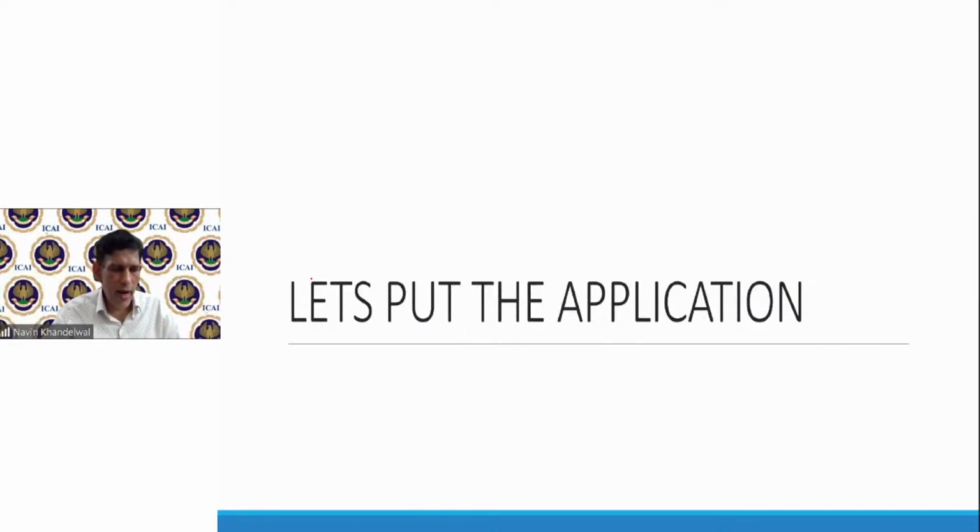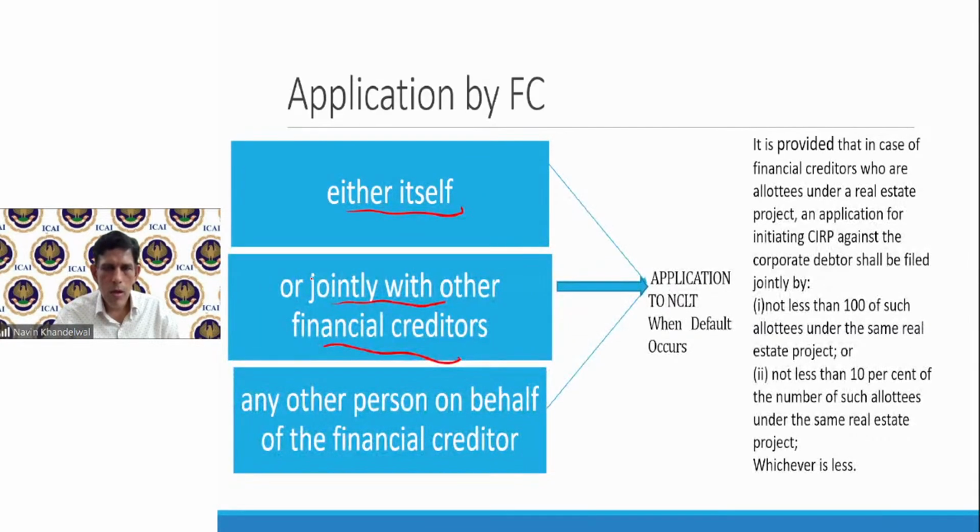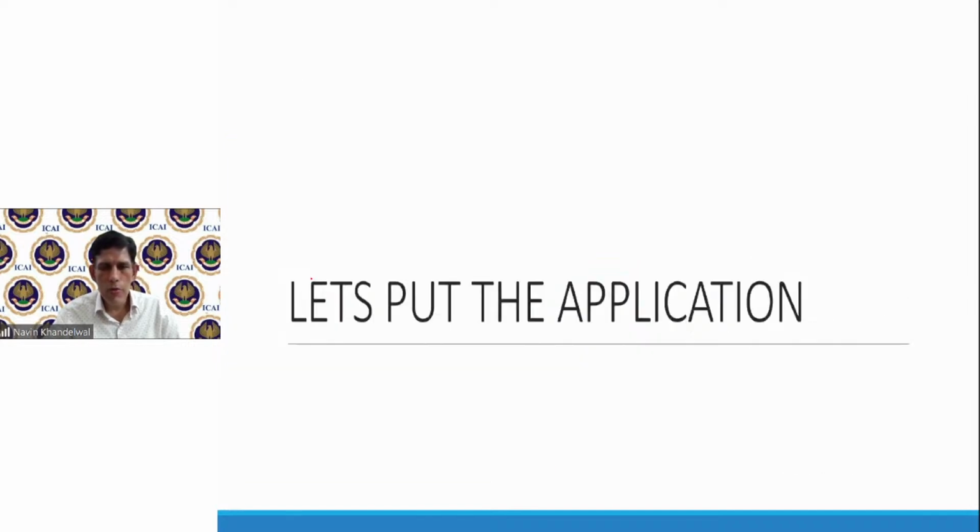So let us now go ahead and understand what is the next step once the default happens. In the world of IBC, we will refer to 3 sections: 7, 9, 10. Remember these 3 sections, 7, 9, 10. Major sections, 7, 9, 10.